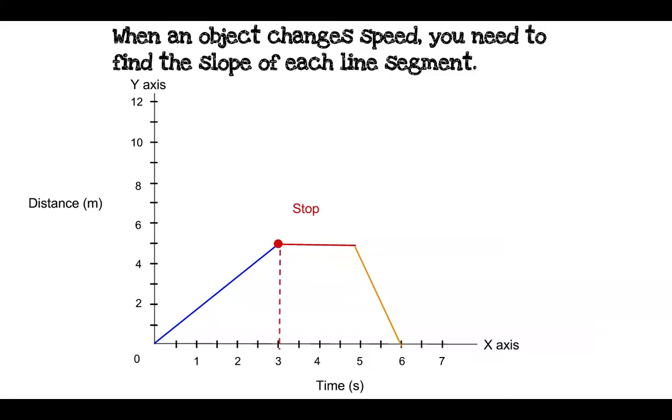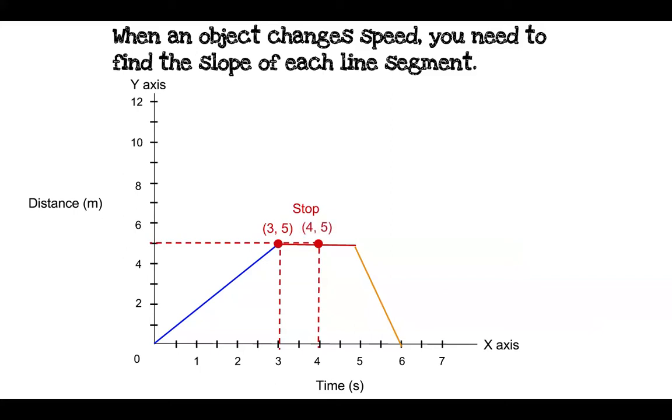Now if we look at the stop, if you remember the last time we looked at this, it was for average speed, and we got a speed of, I think it was 0.75 meters per second. So we know it's supposed to be 0. But mathematically, I'm going to prove to you that it should definitely be 0.